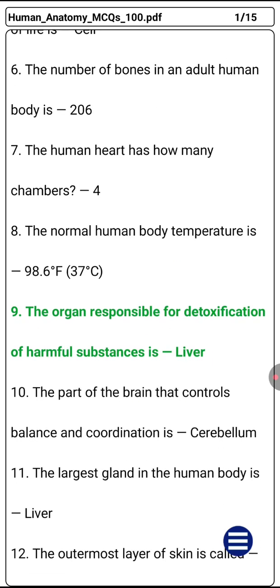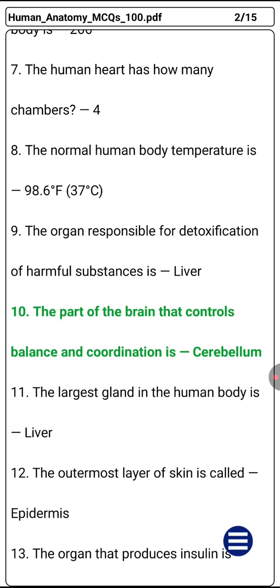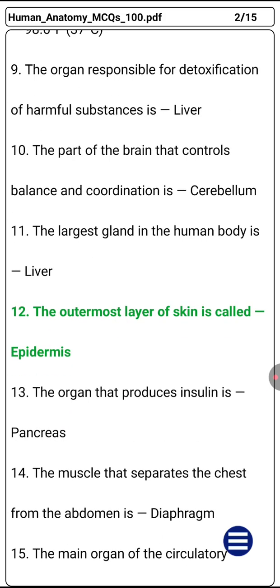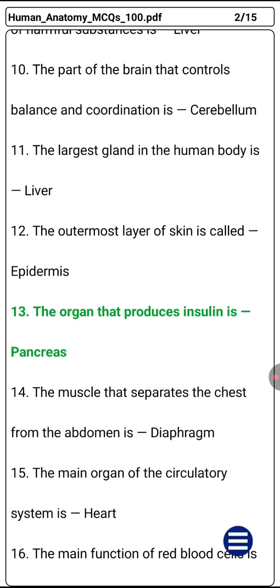9. The organ responsible for detoxification of harmful substances is liver. 10. The part of the brain that controls balance and coordination is cerebellum. 11. The largest gland in the human body is liver. 12. The outermost layer of skin is called epidermis. 13. The organ that produces insulin is pancreas.